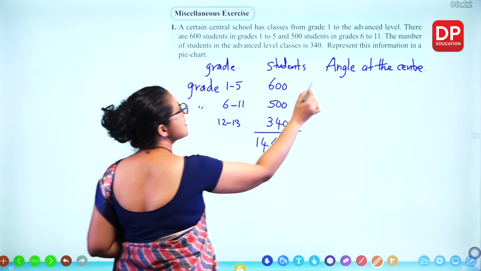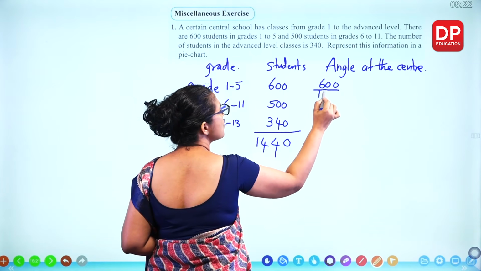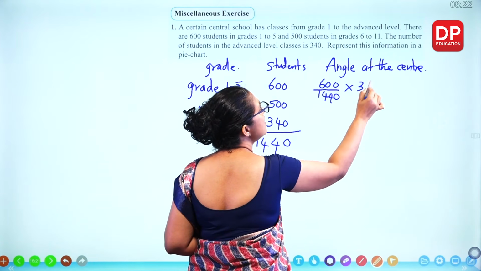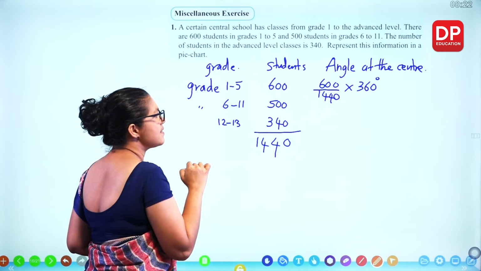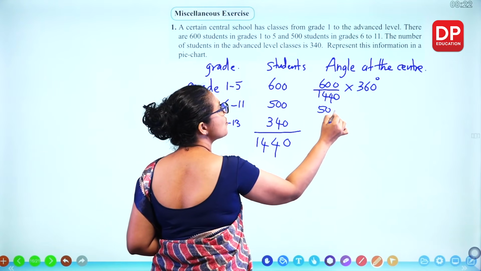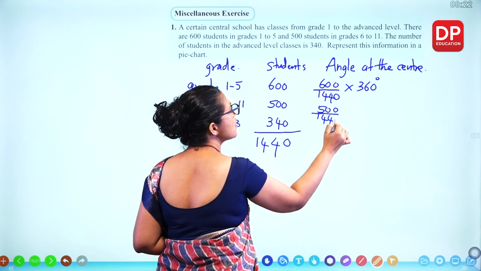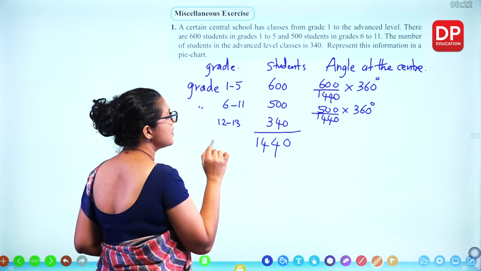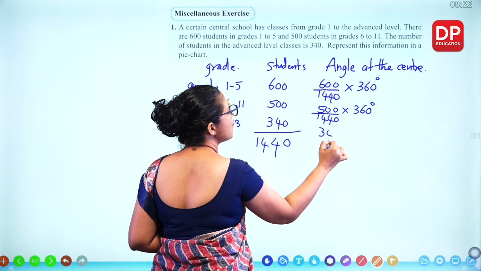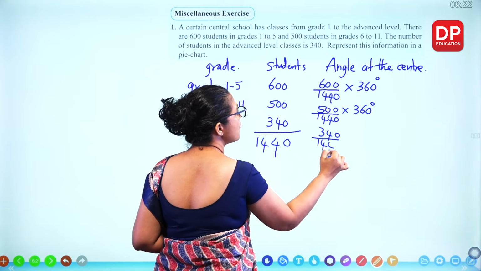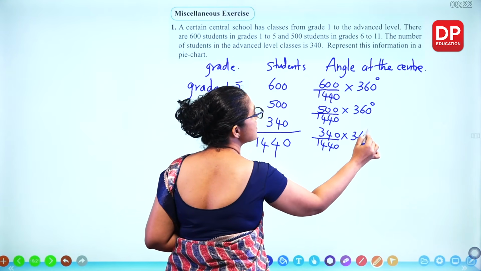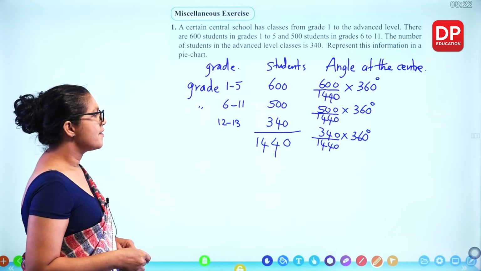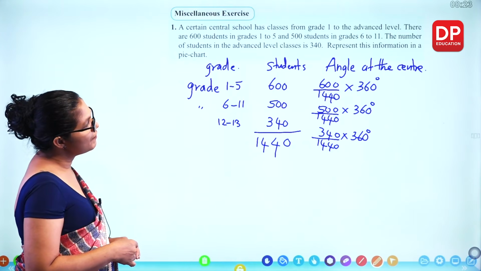We know 600 students out of 1,440 for grade 1 to 5. So as an angle, you can multiply this by 360. This one, 500 students out of 1,440 into 360. This one for grade A-level classes, 340 over 1,440 into 360, or you can find the two angles and subtract from 360. So we'll try to simplify.